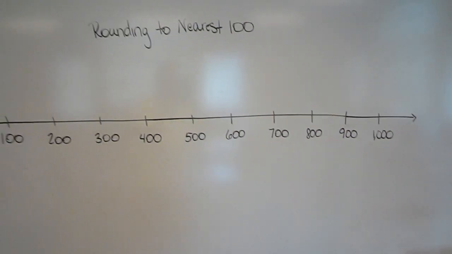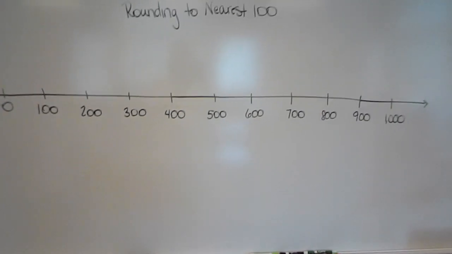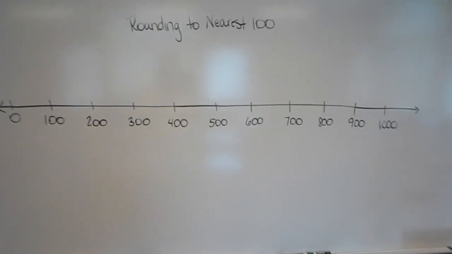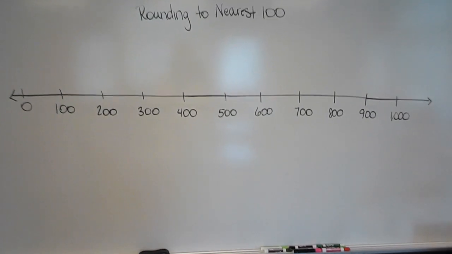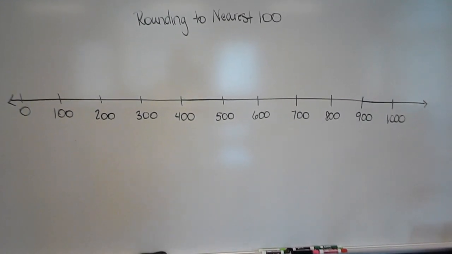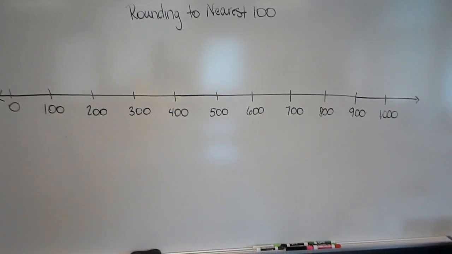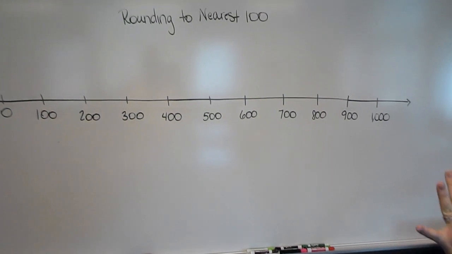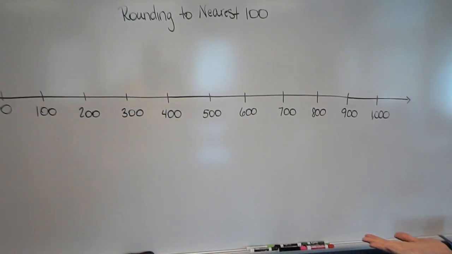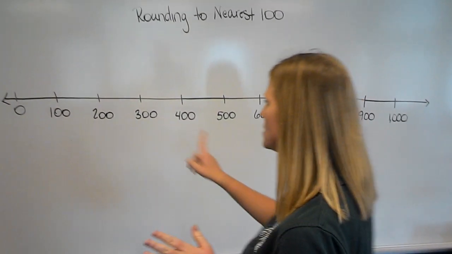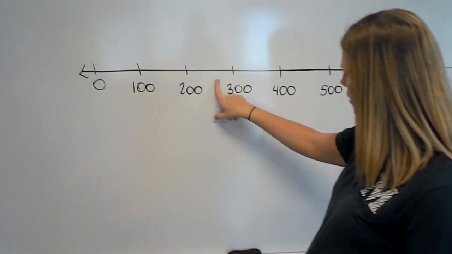So now, using our number line, counting by hundreds, let's try and find where 261 would be. Between what two hundreds would 261 be between? So if I'm thinking 261, and I know if I count by hundreds, 0, 100, 200, 261 has to come after 200, so it has to be between 200 and 300.